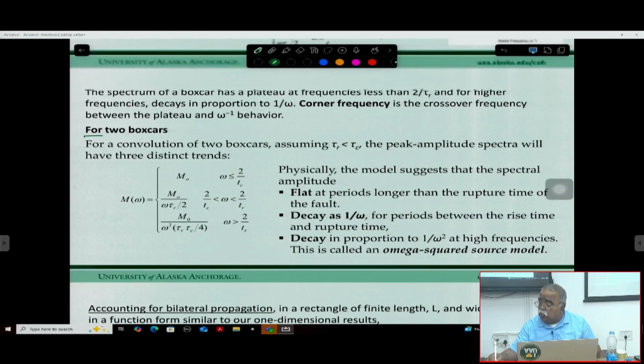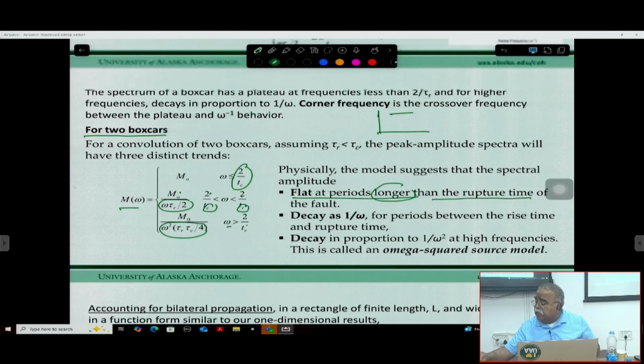Since it's a two-box star, L will be equal to M0 for omega less than 2 by Tc, and M0 divided by omega tau r by 2 between these two values, Tc and Tr, and M0 divided by this one between these two values. Basically, if you see the source function, then it will be flat for the period of rupture time of the fault. If the period is longer than the rupture time of the fault, then the source function becomes flat.